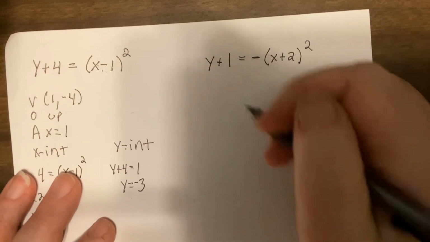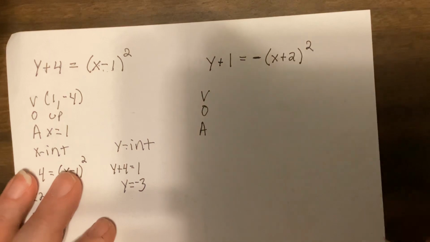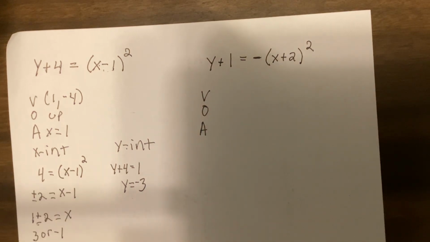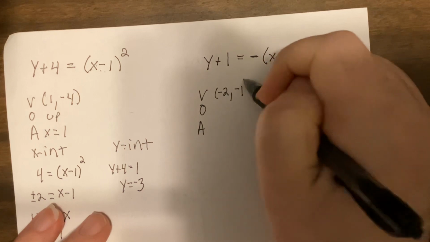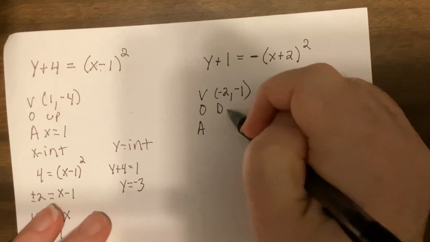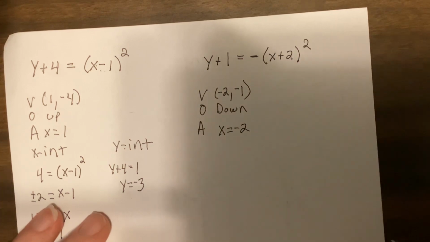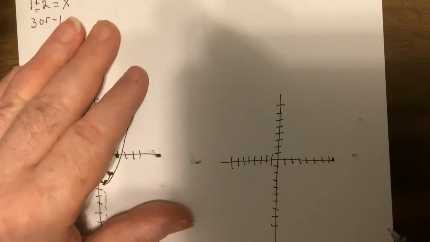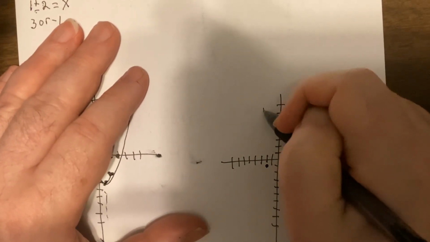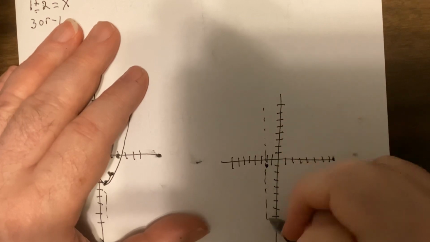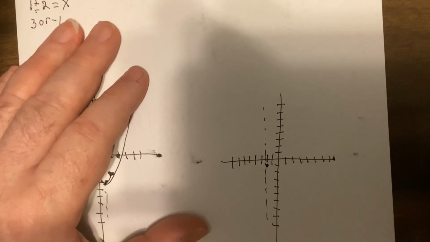So for this one, right now, do you know your VOA? Find it right now and then turn me back on. Okay, so it'd be -2, -1. It's opening down, and the axis is x equals -2. So -2, -1, that would be right here. Axis. It's opening down, so I would expect no x-intercepts.